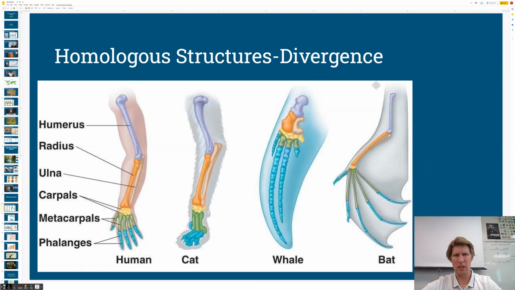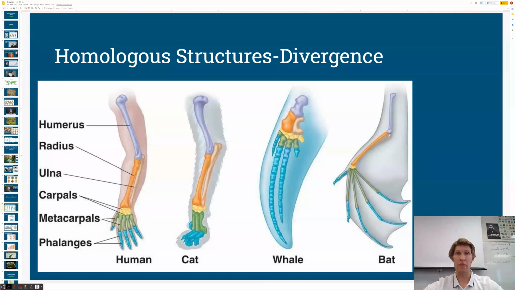You can see that these four things, a human arm, cat leg, whale fin, and the bat wing, actually have a similar structure. So they'll have a humerus, radius, ulna, metacarpals, and phalanges. So all of these have that similar structure, but they all have different functions for that. So you got to remember homologous structures, they have a similar or same structure with a different function.